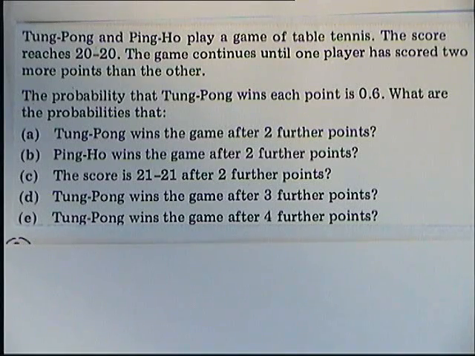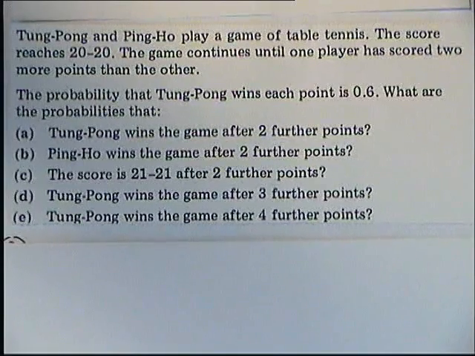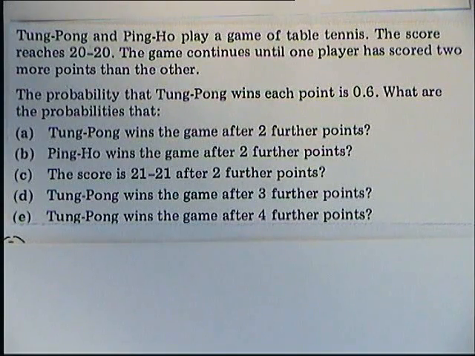Right, question 2. Game of table tennis. The game continues until one player has scored 2 more points than the other. The score reaches 20-20. The game continues. The probability that people win, you've got different probabilities there. What is the best way, do you think, of answering this question?